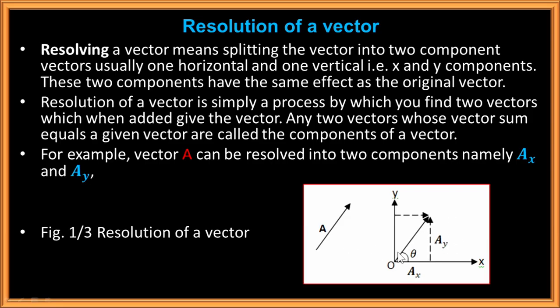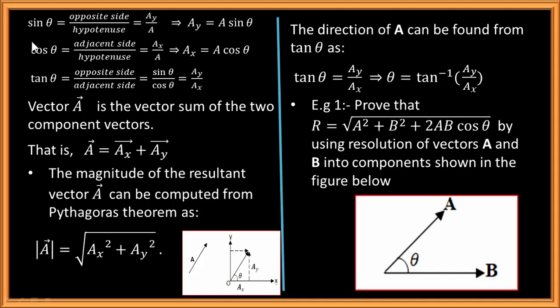The angle that the vector A forms with the horizontal is theta. Sin theta, opposite over hypotenuse, Ay over A, which implies Ay is A sin theta. This is the vertical component of vector A. So the vertical component of vector A is A sin theta. Cosine theta is adjacent side over hypotenuse side. The adjacent side is Ax, the hypotenuse side is A. This implies that Ax, or the horizontal component of A, is A cos theta.